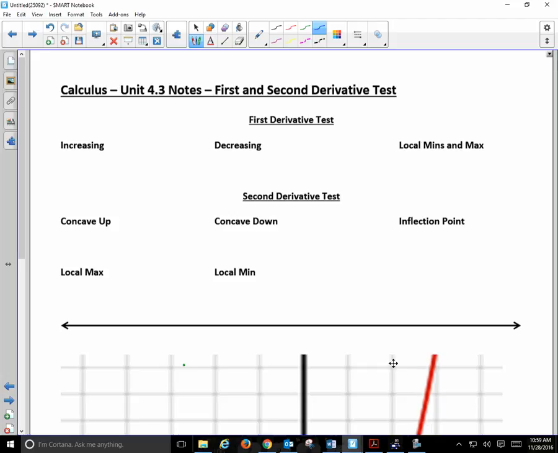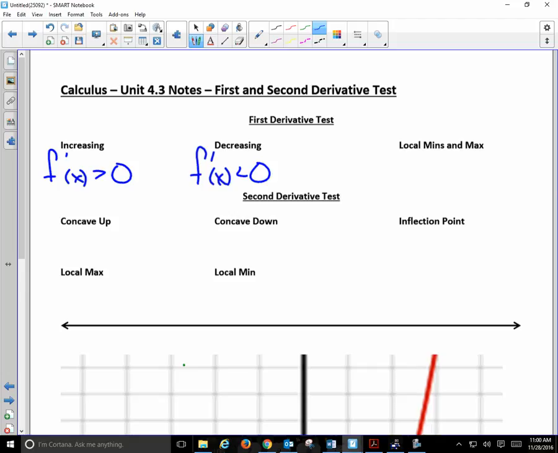The first derivative test. And that means when we take a first derivative, it tells us something about the function. If the first derivative is greater than 0, meaning it is positive, then the function is increasing. If the first derivative is less than 0, then it is negative, and the function is decreasing. So if the first derivative is positive, it's on its way up. If the first derivative is negative, it's on its way down.